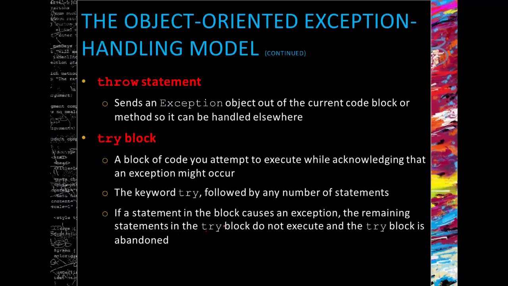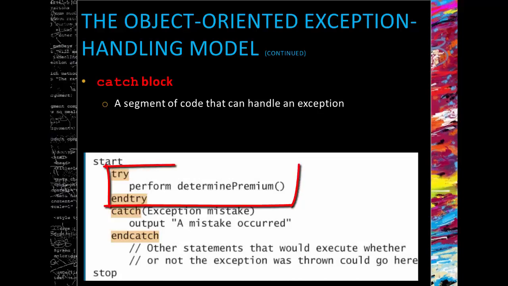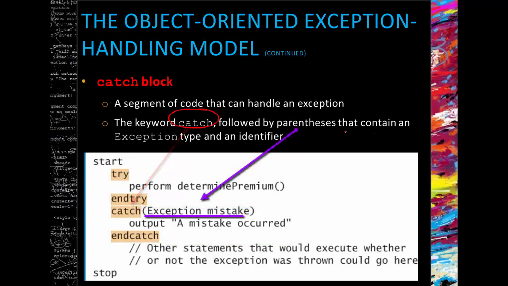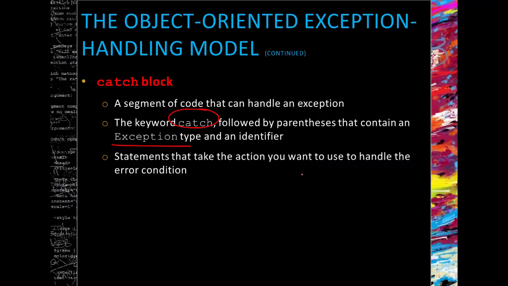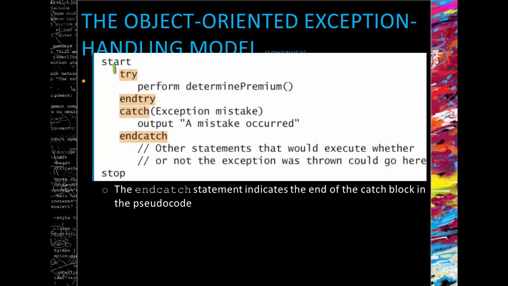Now, with the try block, you are going to get a catch block. And this catch block is a segment of code that can handle an exception. So remember, we try some code and then we catch the exception. The keyword is catch here, followed by parentheses that will contain the exception type. And then there are going to be statements that take the action you want to handle the error condition. The end catch statement indicates the end of the catch block in the pseudocode. So like we open a try block with try, we have to end the try. And just as we open a catch, we have to end a catch as well.